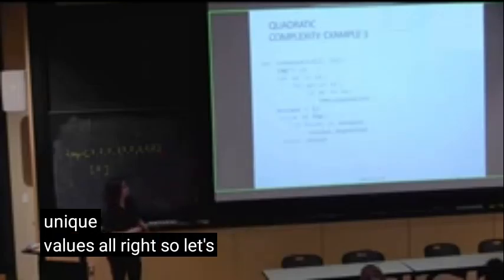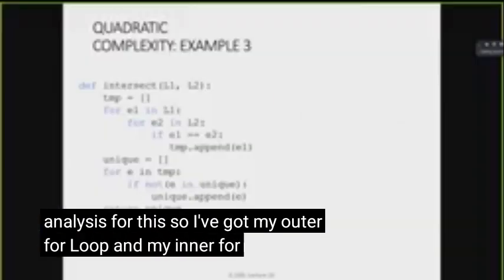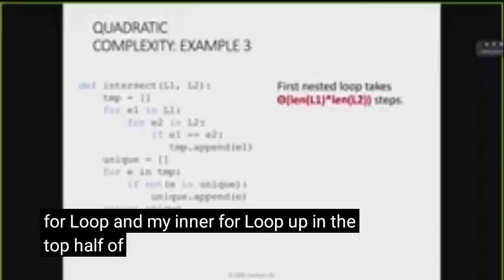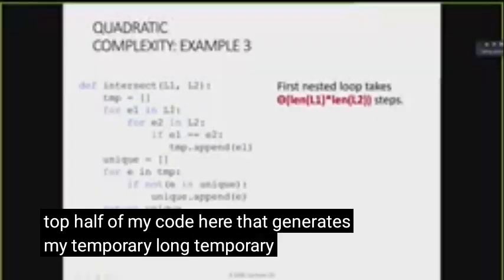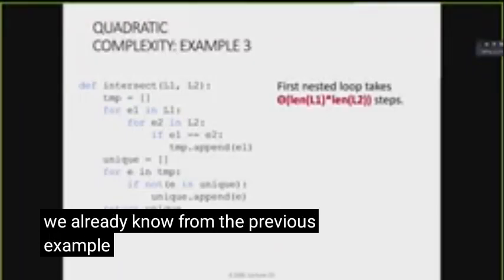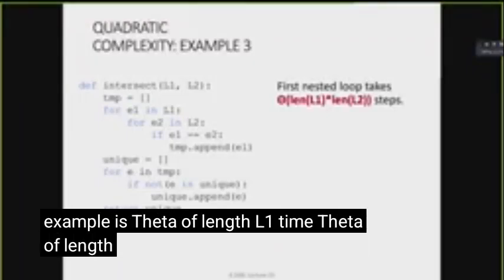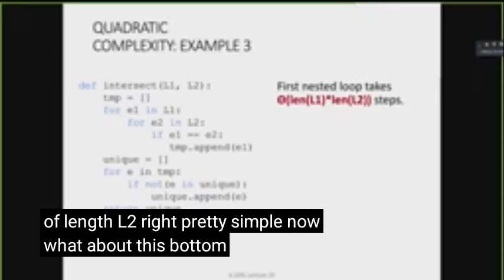All right, so let's do the analysis for this. So I've got my outer for loop and my inner for loop up in the top half of my code here that generates my temporary, potentially long temporary list. So that we already know from the previous example is theta of length L1 times theta of length L2, right? Pretty simple. Now, what about this bottom half here?